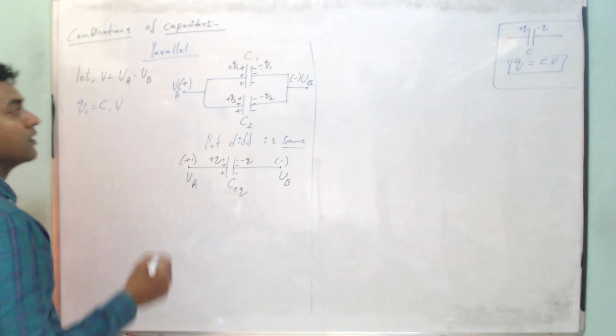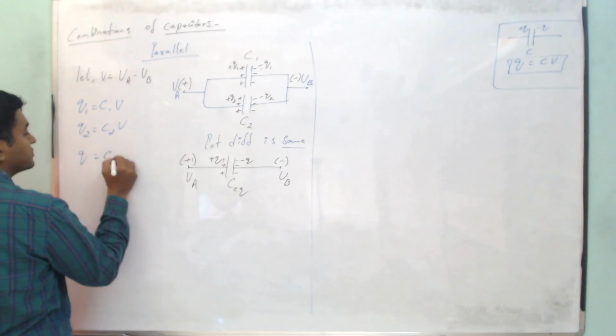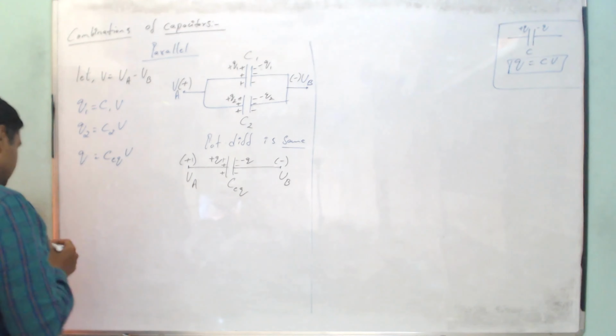Okay, I'm writing the equations over here. So I'll have Q1 is equal to C1V. Similarly, Q2 is equal to C2V. Clear? Similarly, I will have Q is equal to C equivalent into V. Is this clear?